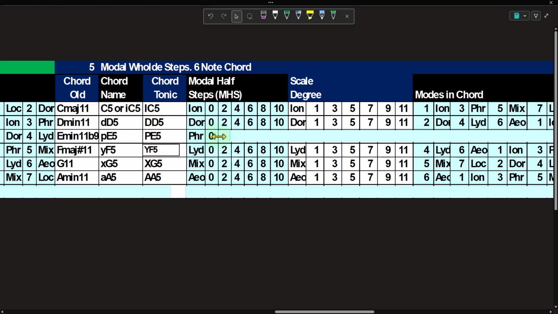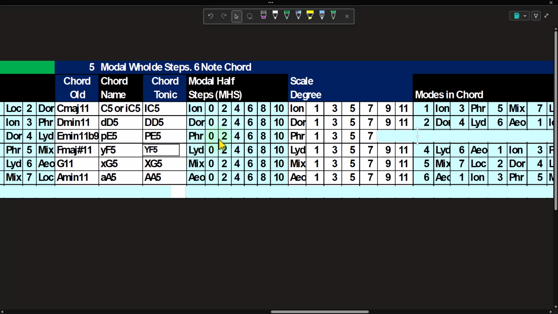Okay, so now I'm doing this again, where I've got these 2 that are happening. So now we're going to say it's the Phrygian 0, 2, 4. Why is this happening? Move back.